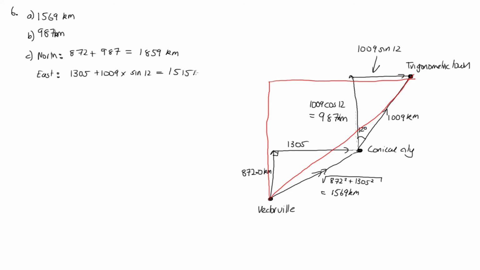So now what we're trying to do is work out the hypotenuse, and these two are at right angles to each other. So we can say the total distance is the square root of 1,859 squared plus 1,515 squared, and solving that we get 2,398 kilometers as the total distance.